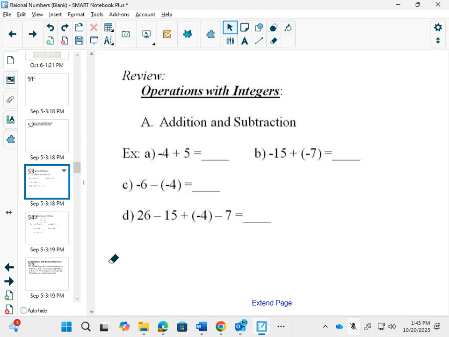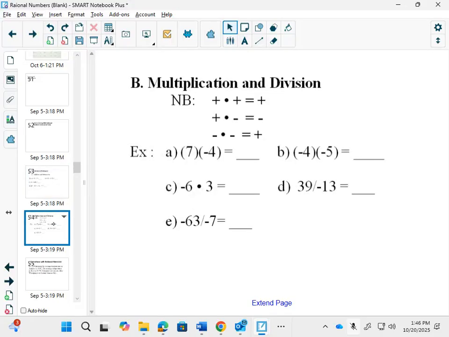So first of all, I want you to do all 4 of those in your head first, and then type them into your calculator to check. First in your head, then in the calculator. Same thing with the multiplying and dividing. First in your head, then the calculator.